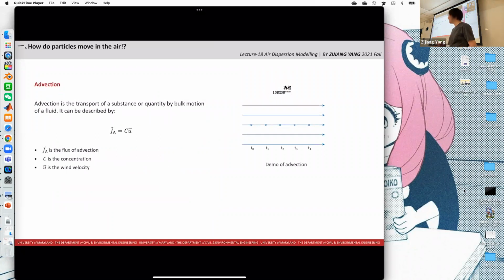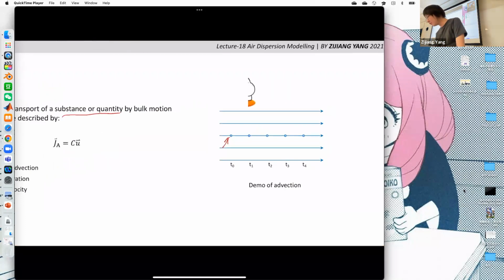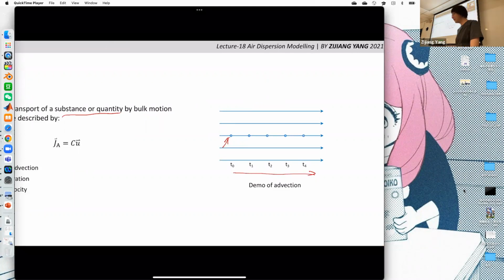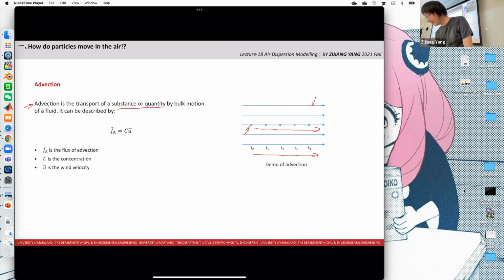So first, let's look at advection. Based on the definition, advection refers to the transport of a substance or quantity by the bulk motion of a fluid. In general, if we have a particle here, we can see as time goes from T0 to T1 or to T3, and this is a wind field. Basically we have some flow coming from the left side to the right side. In this case, the particle will just go with this wind field. This process is advection, and advection can be described by this equation.